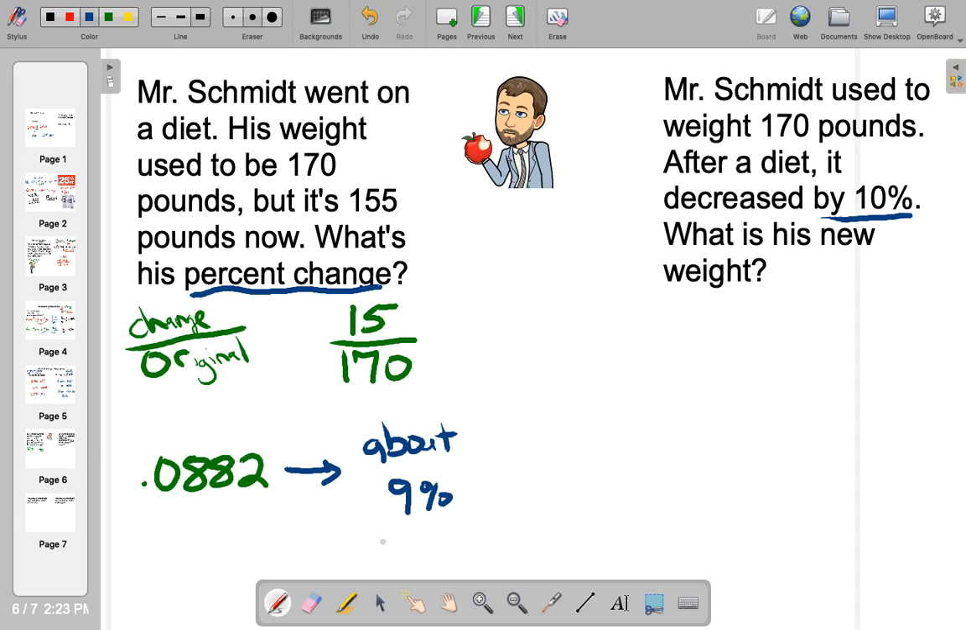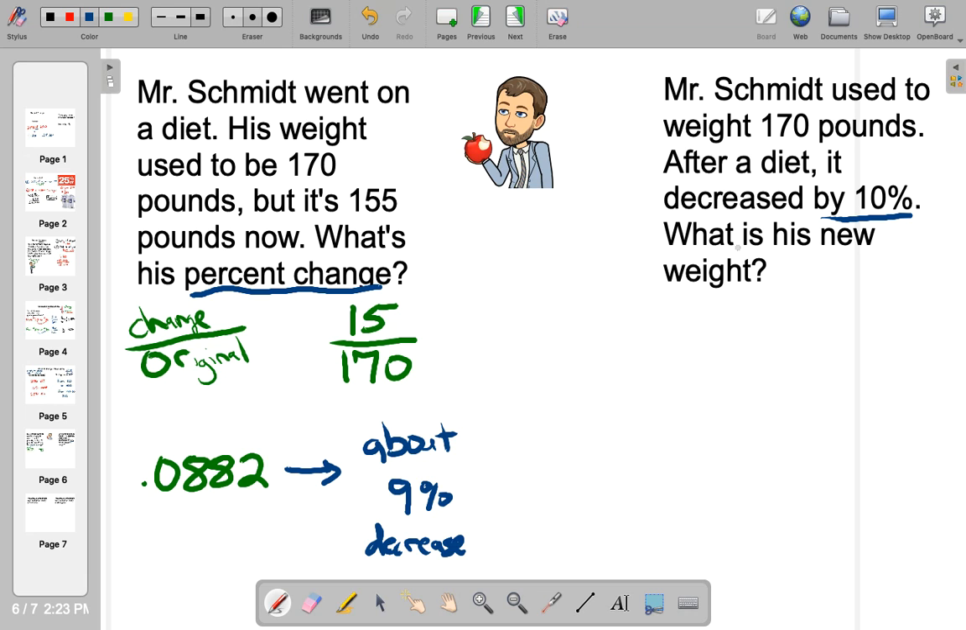And then we're going to say it is a decrease because it went down. Okay, so it's about a 9% decrease. Now, the problem on the right says, Mr. Schmidt used to be 170 pounds. After a diet, it decreased by 10%. So what is his new weight?